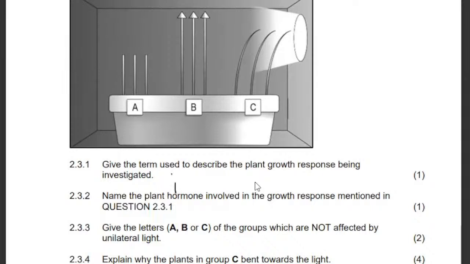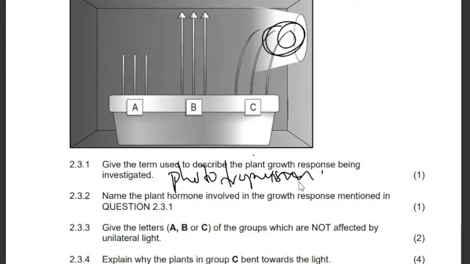So basically, this is phototropism. Why? Because it's about light. So they are saying that the plant responds to light, which is phototropism. Name the hormone involved in the growth response mentioned above. Basically, this hormone is auxin.